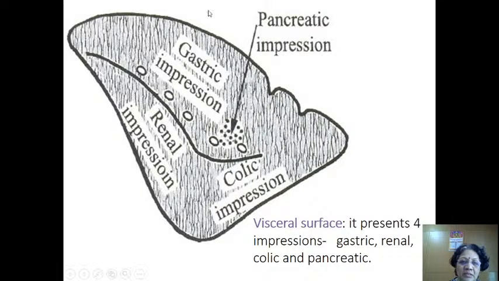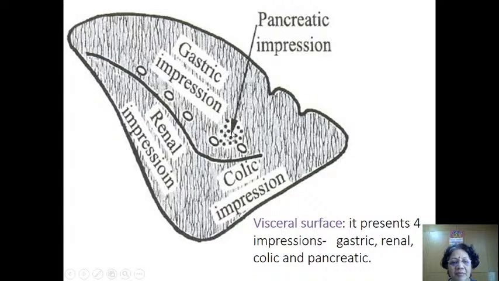On the visceral surface, we have the gastric impression for the fundus of the stomach. And then you have a renal impression for the upper pole of the left kidney. And you have a colic impression for where the transverse colon is becoming the descending colon. That's called the left colic flexure. So these are the structures which are abutting on the spleen in life.